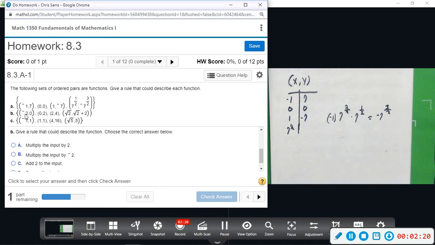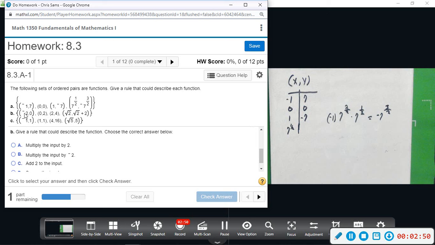Option number 2, or B, give the rule. So we have -2, 0, 0, 2, 2, 4, and then we have square root of 2, and then square root of 2 plus 2. So it says multiply by 2. So if we do -2 times 2, that would give us -4. That doesn't work. Multiply by -2. Same thing, -2 times -2 would give us 4, so the first one doesn't work.